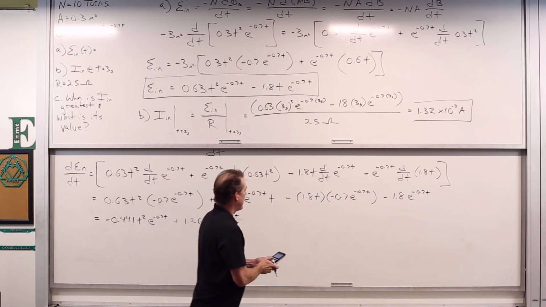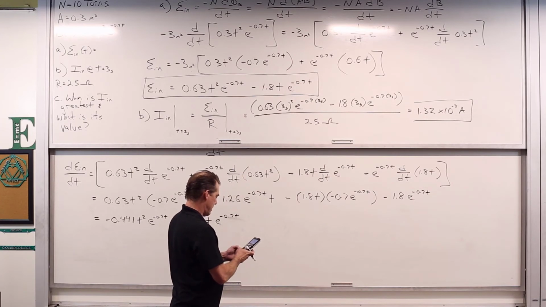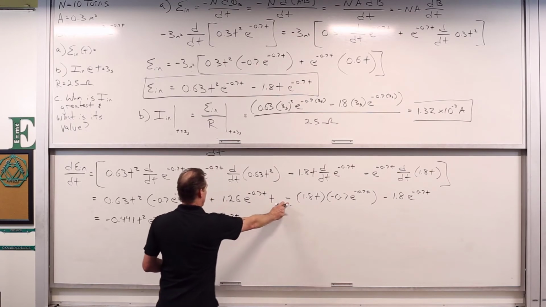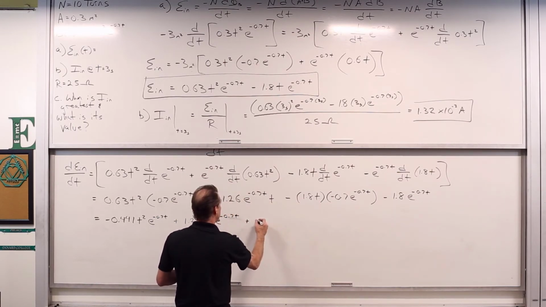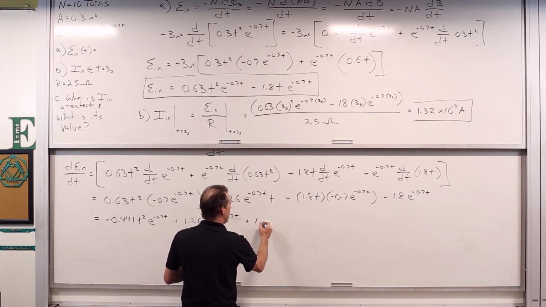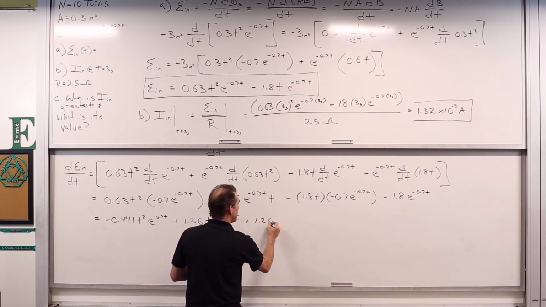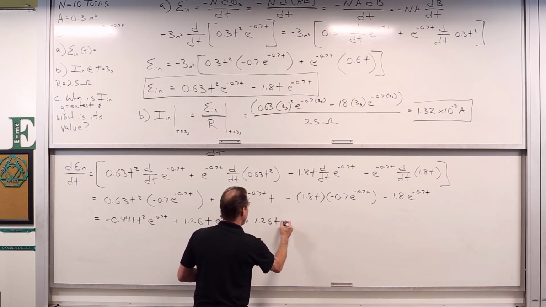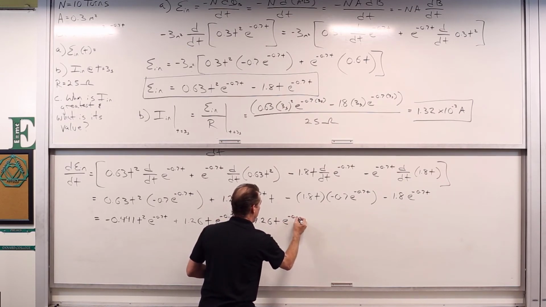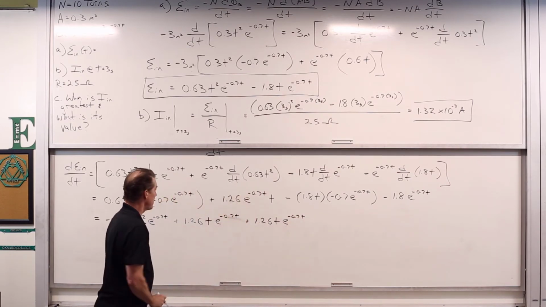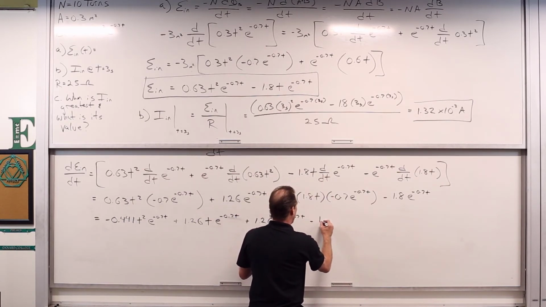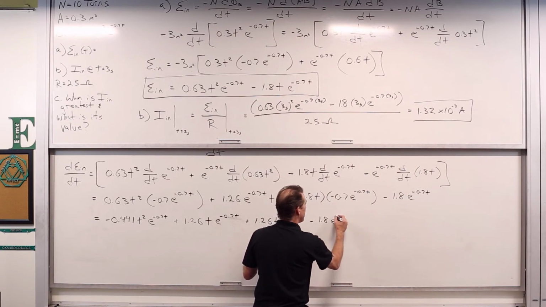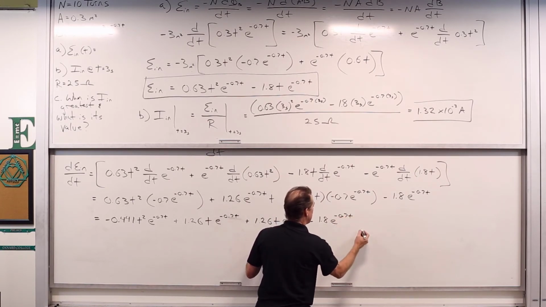And then we've got 1.8 times 0.7. The negative turns into a plus, because of the negative sign there, and that ends up being 1.26 times t e to the negative 0.7 t. Two plus terms, that's good. And then we just got this lonely old negative 1.8 e to the negative 0.7 t.